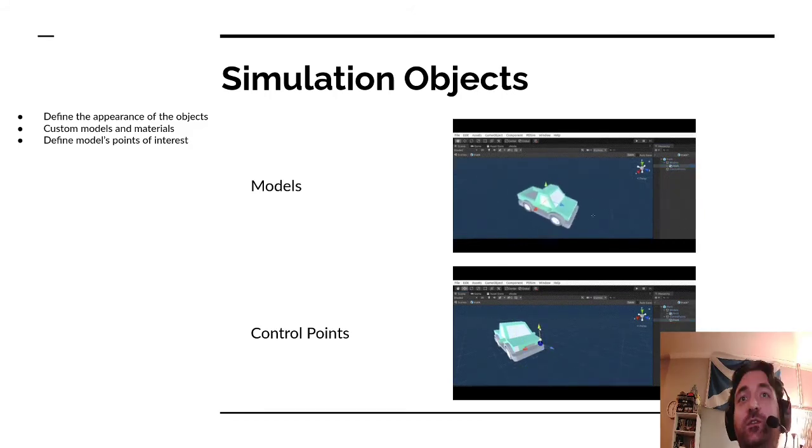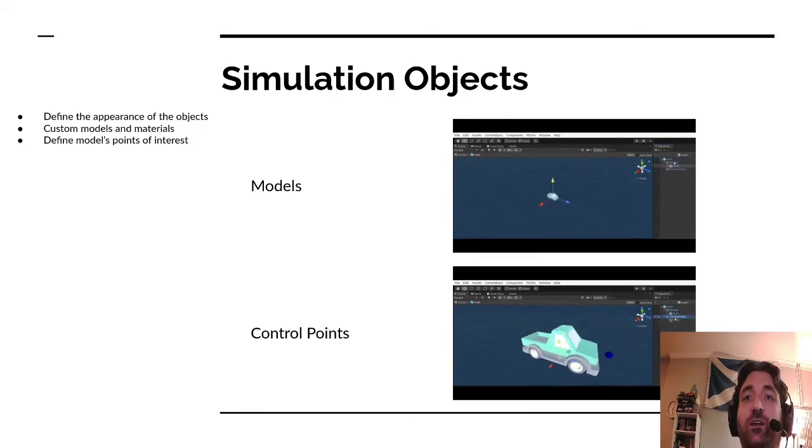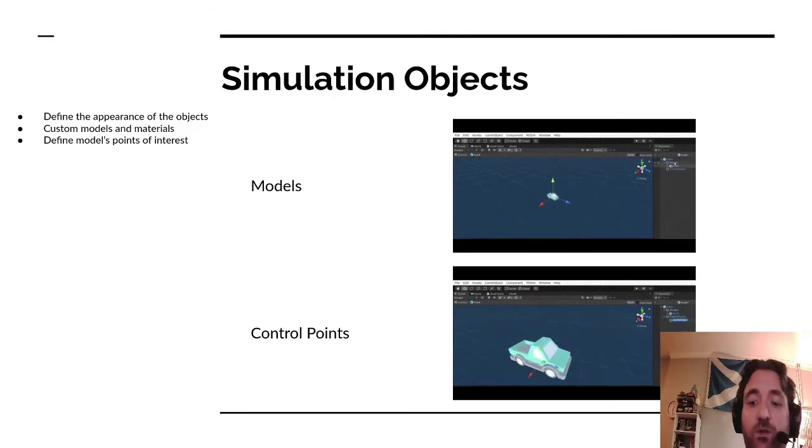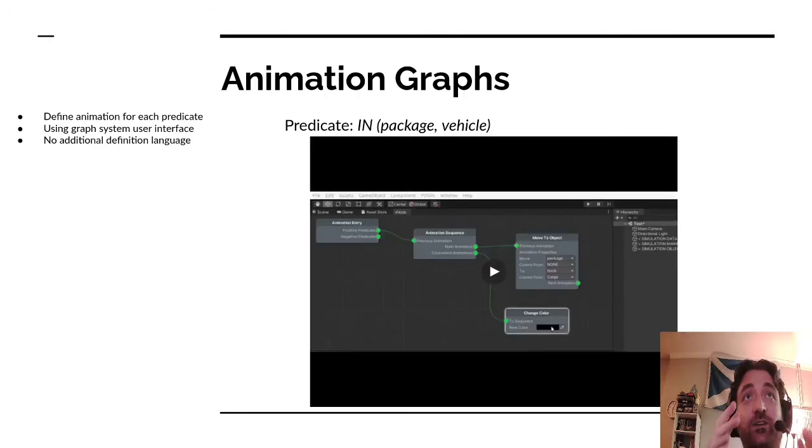These points are used during animation time. For example, I want the package to be animated and go inside the cargo we are defining here right now, and they are mainly used for animations. So the animations are defined for each predicate, and they are using a graph-based system.